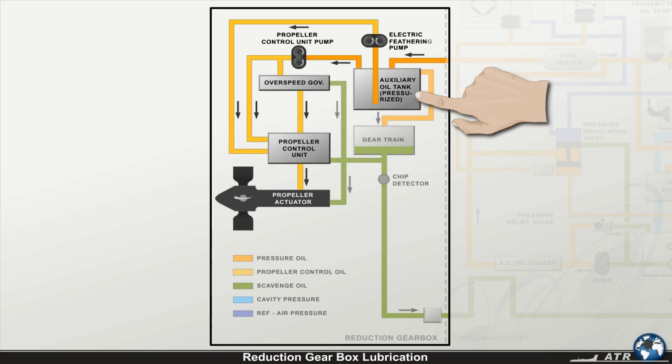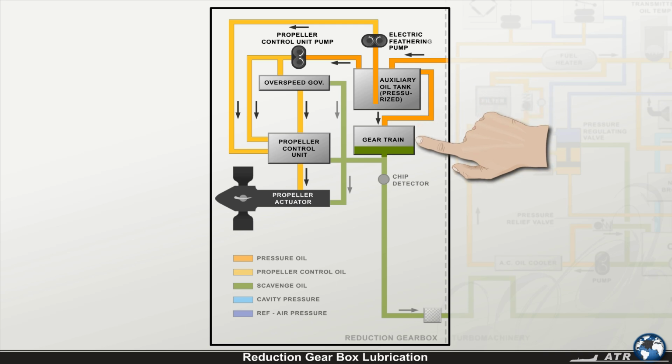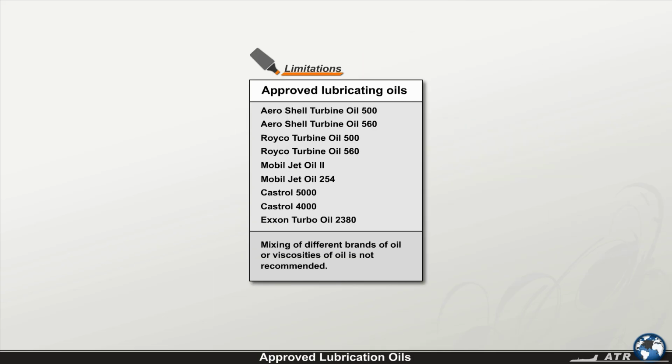Oil from the auxiliary tank is also distributed through internal galleries to lubricate the reduction and accessory gear trains and bearings. Here is the list of approved lubricating oils. Note that ATR doesn't recommend mixing of different brands or viscosities.